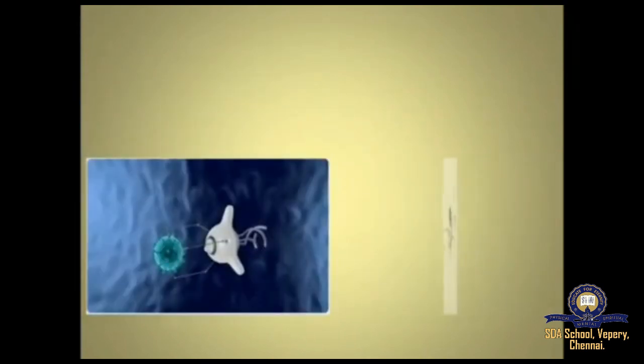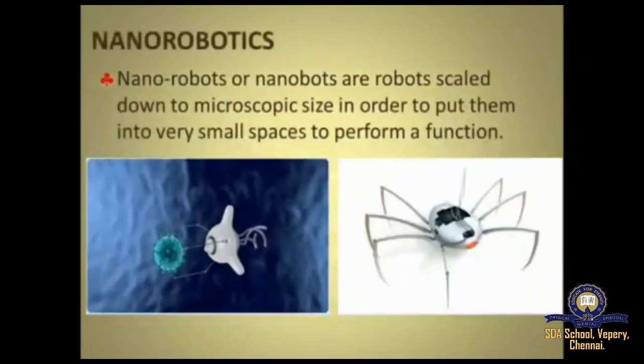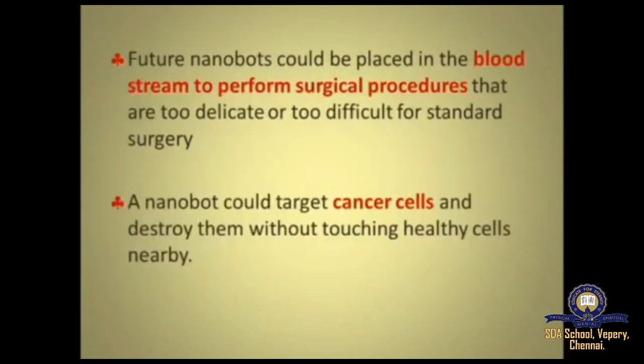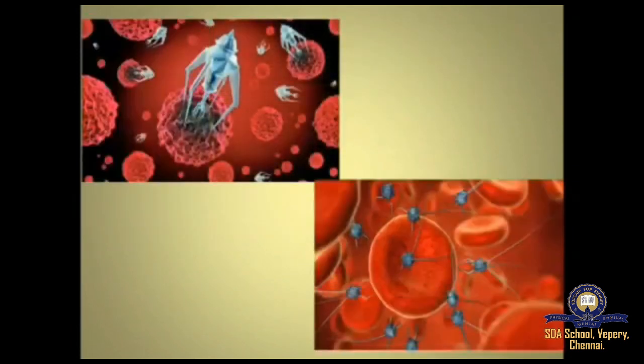And next we moved on to the nanorobotics. The study of nanorobots is known as nanorobotics. And what are nanorobots? They are the robots that are microscopic in size, okay? And we saw the future of nanorobots. That is, they could be placed in the bloodstream to perform surgical procedures, and they can even target the cancer cells and destroy them. And we saw the pictures of the nanorobots in the bloodstream.